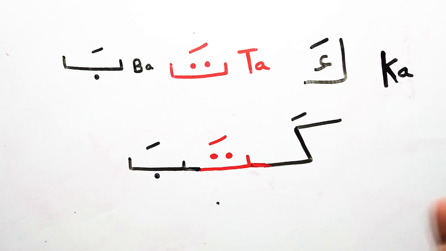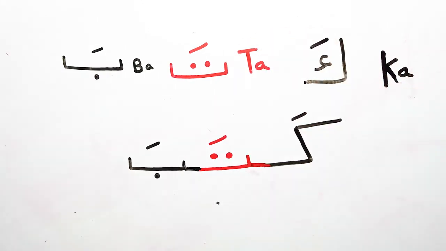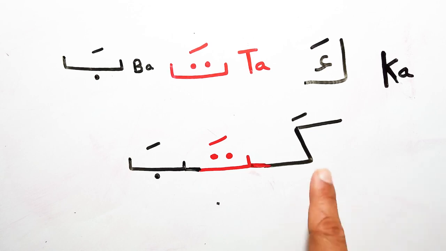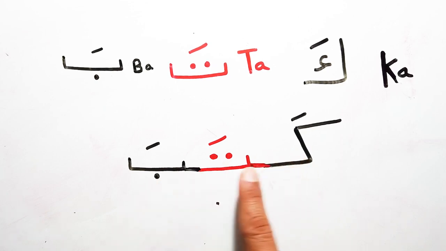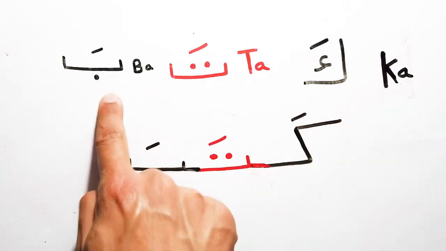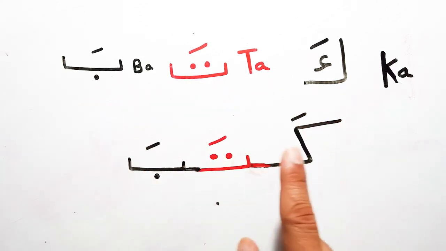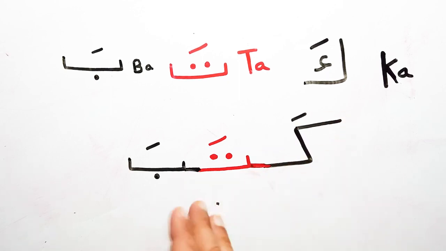I'm going to release other videos to teach you the shapes of each letter, because each letter has a different shape in the beginning, in the middle, and in the end of the word. It's not hard. It's just a matter of training, okay? So we have now K, T, B. K, T, B. كتب, كتب, كتب. What does it mean, كتب? It means wrote.